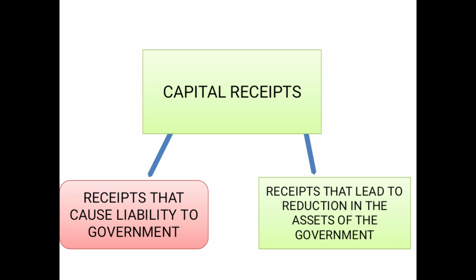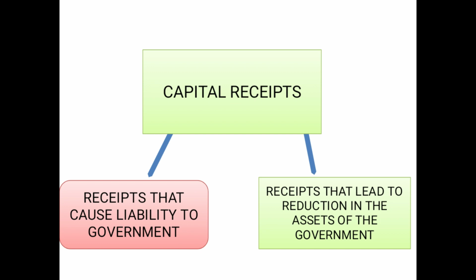Then we are talking about capital receipts. So what are capital receipts? Capital receipts cause liability to the government, and they lead to reduction in the assets of the government. So we can say that capital receipts are those estimated receipts of the government during the fiscal year which affect the asset and liability status of the government. These create a corresponding liability for the government through borrowings, and also lead to reduction in the assets of the government, that is disinvestment, recovery of loans.